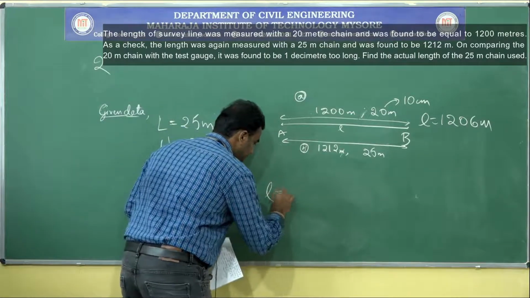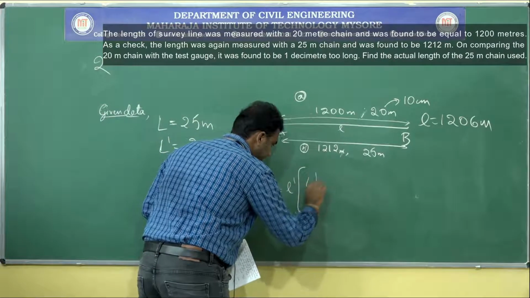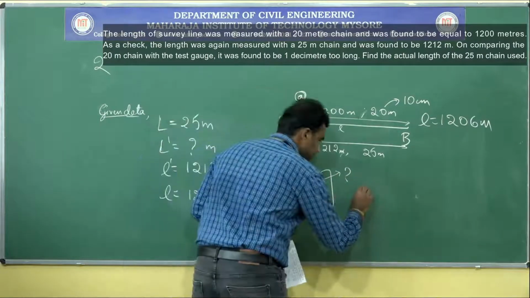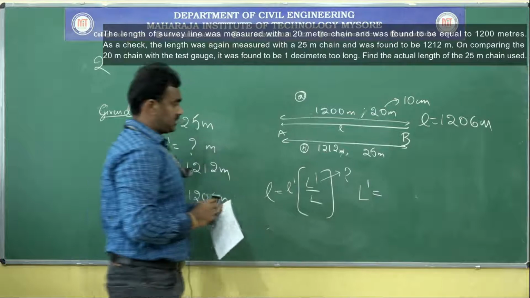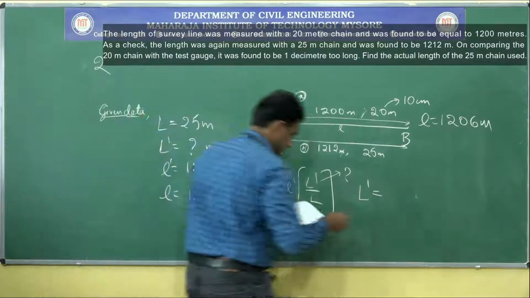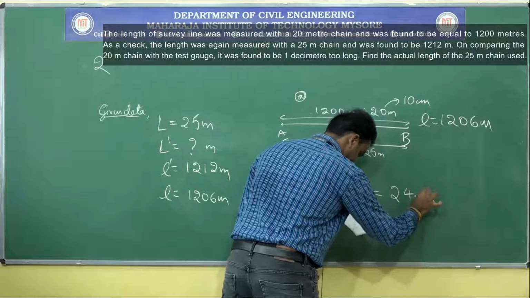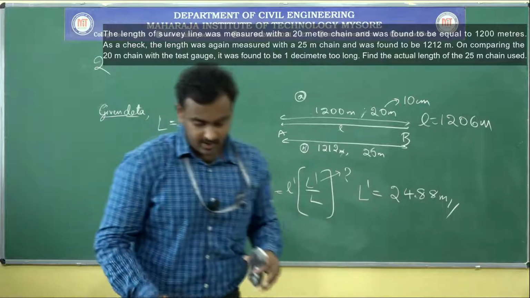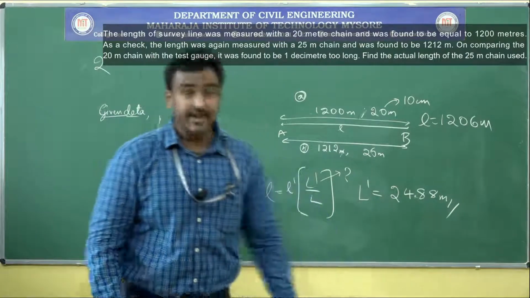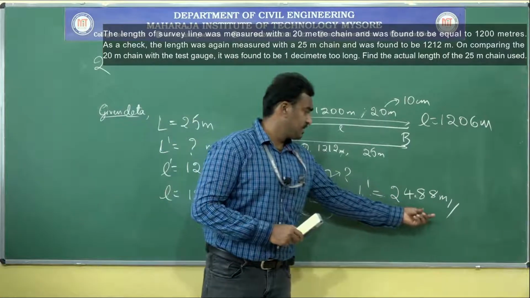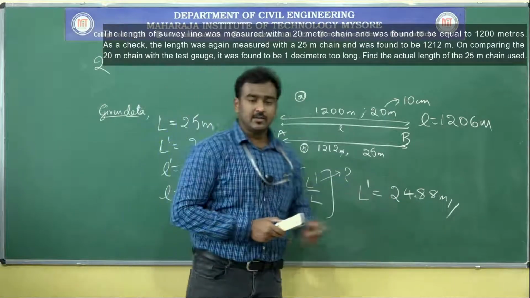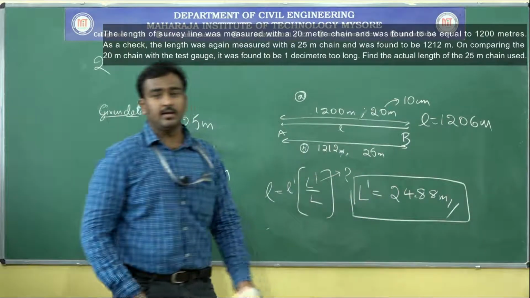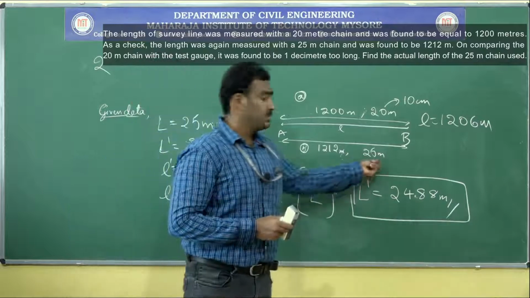So the same formula, L is equal to L dash divided by L dash by L. In this you need to find out L dash. So substituting the values and cross multiplying, L dash you will get as 24.88 meters. It is lesser by some amount, that is some centimeters. So this is the actual length or incorrect length of the chain which they have used in the second case.